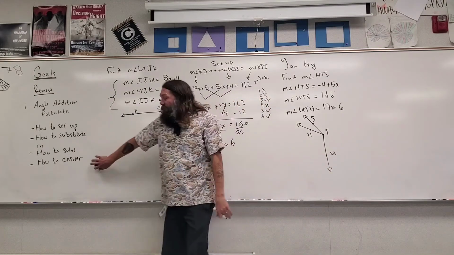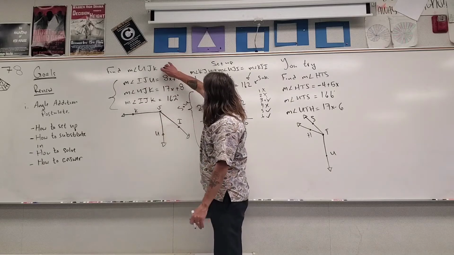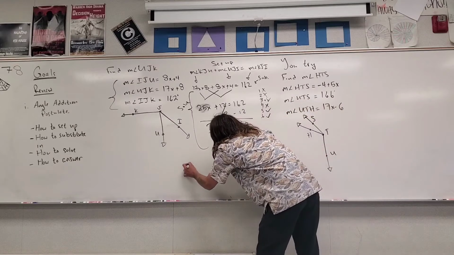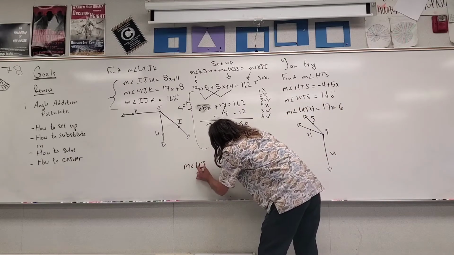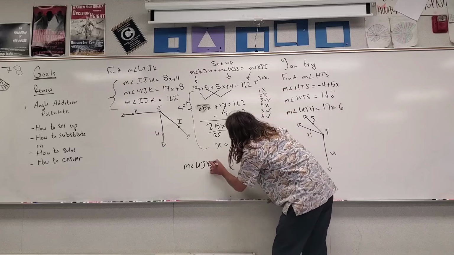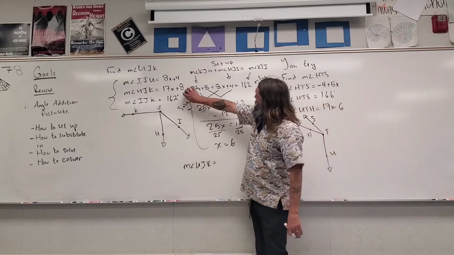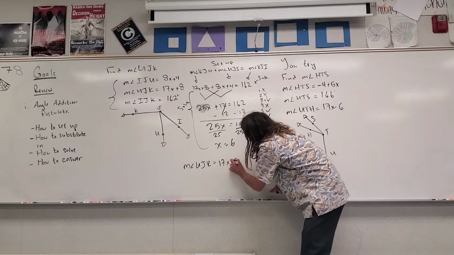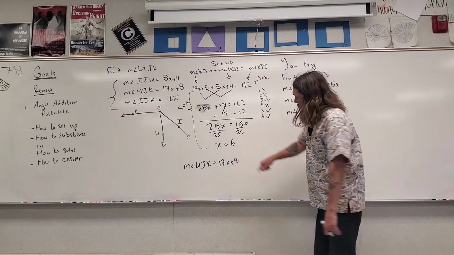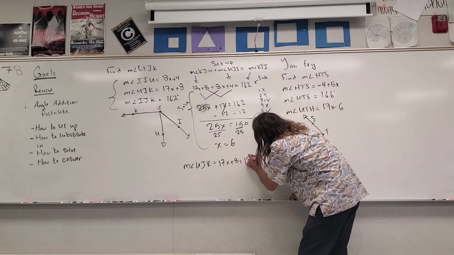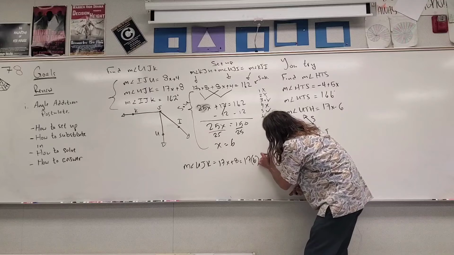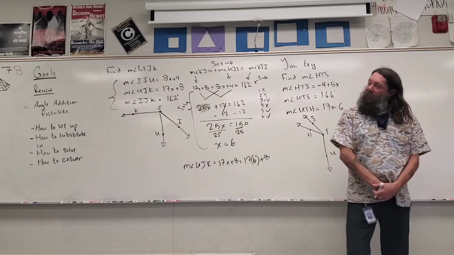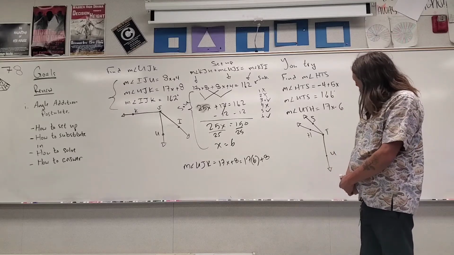But we haven't answered it yet. This is a question. We want to find the measure of angle UJK. Well, we know that that's equal to 17x plus 8. We also know that x is 6. So that means that it's equal to 17 times 6 plus 8. If you have a calculator, you can plug that in and figure that out. I'm going to see if I can do that in my head.